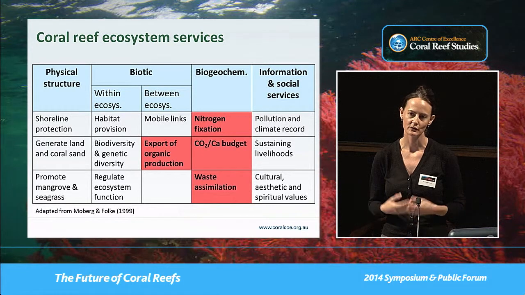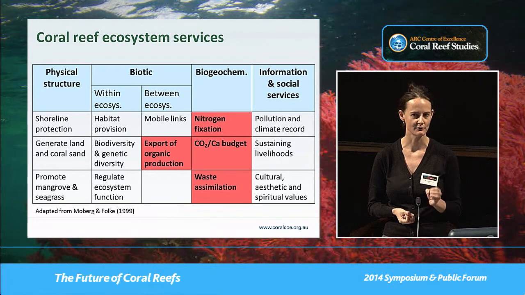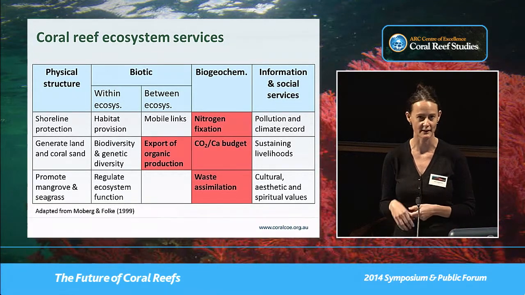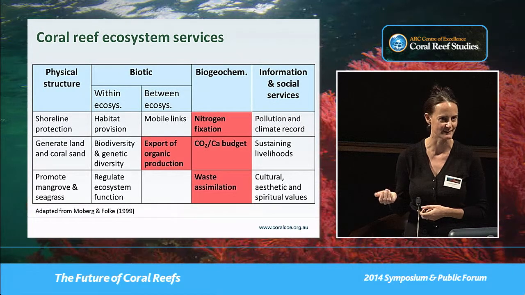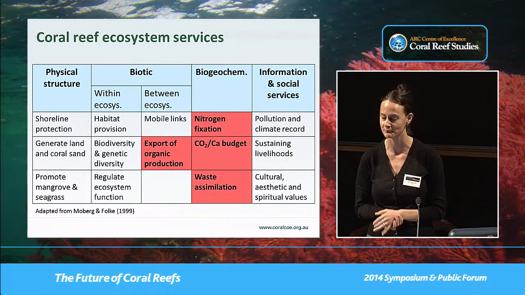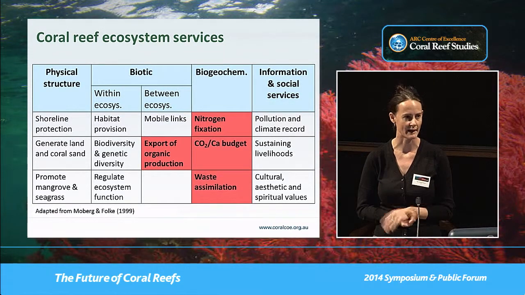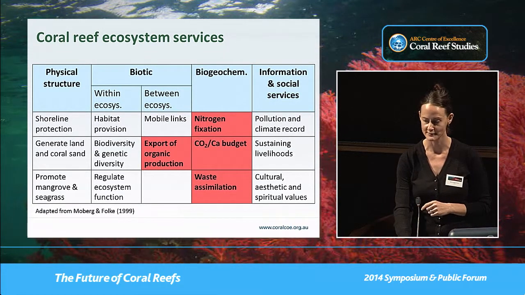And the corals within reefs also have a role in waste assimilation. So the symbionts that live within coral tissue can actually assimilate nitrogenous products that are the waste products that other organisms release into the environment, which is quite amazing. As I mentioned on the previous slide, they also have this role in export of organic production to pelagic environments.